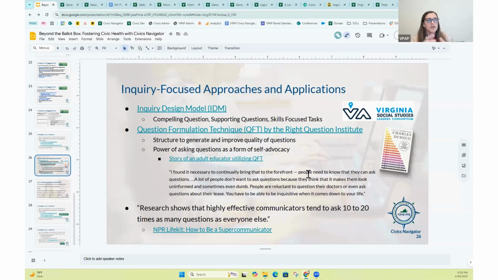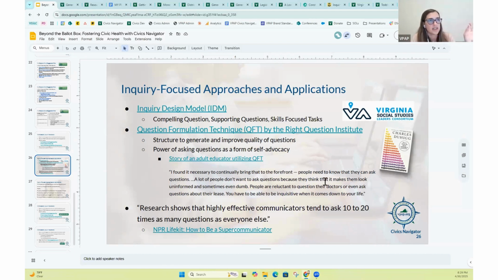And there's a lot of power in asking questions just as a form of self-advocacy, right? I love this quote from that article where it says people need to know that they can ask questions. I think sometimes as members of the public, we think asking questions makes us look dumb or that we don't know, and that causes us to maybe not ask questions even of our doctors or our landlords, but you have to be inquisitive, right?